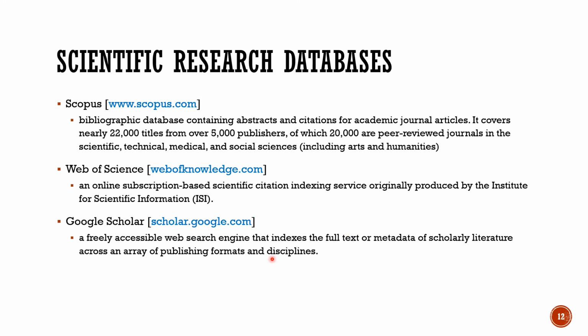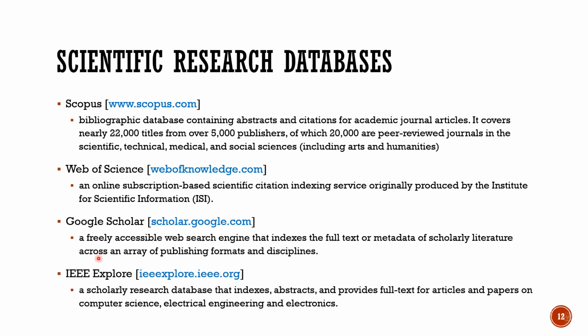Google Scholar is very comprehensive. It's a freely accessible web search engine that indexes full text or metadata. We have Google Scholar, and then we also have IEEE Xplore. This is the example for our field, and it would vary from one field to another. For us, IEEE Xplore is a very important reference, a scholarly research database that indexes abstracts and has full-text service. IEEE stands for Institute of Electrical and Electronics Engineers. So I gave you three generic examples and one for your specific field. If you are not an electrical engineer, you can write in the comments what is important for you, mechanical, chemical, or whatever field you are in. That would be very useful, and we can update our records.